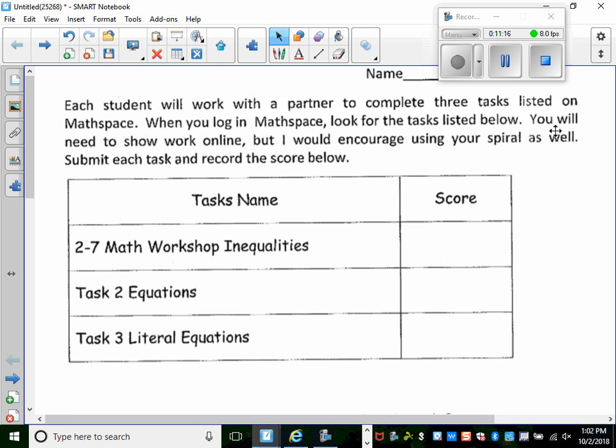Now, I do say up here, guys, even though it says when you log into math space, you look for the task below, you will need to show the work online. The steps should be online. I will still encourage you to use your spiral notebooks as well. Okay, because then you can just type it in very quickly instead of trying to figure it out as you do it. Okay, actually, sometimes it goes a lot faster if you already have it worked out. Okay, and then you'll submit it. And then obviously when you're done, you're going to turn in this paper. All right, any questions? Okay.